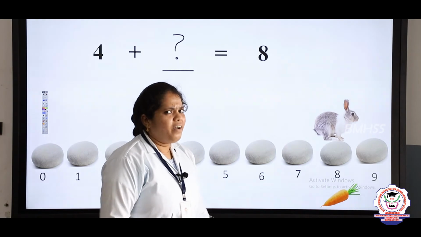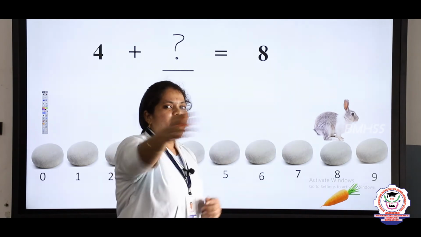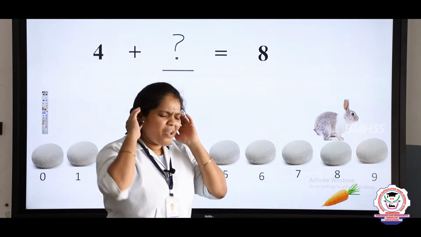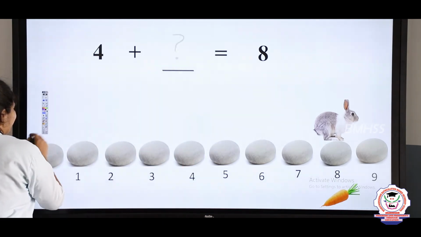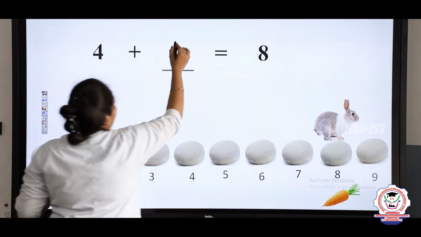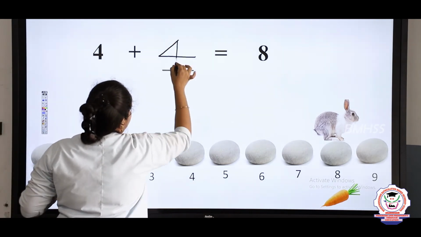Now it is at number 8. The sum is 8. How many jumps did it make? Tell me, I can't hear it. Very good, number 4. So our missing number is 4.